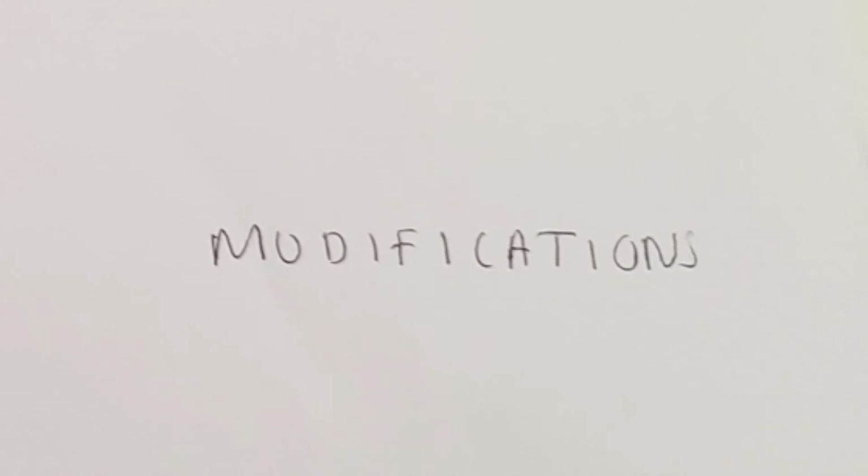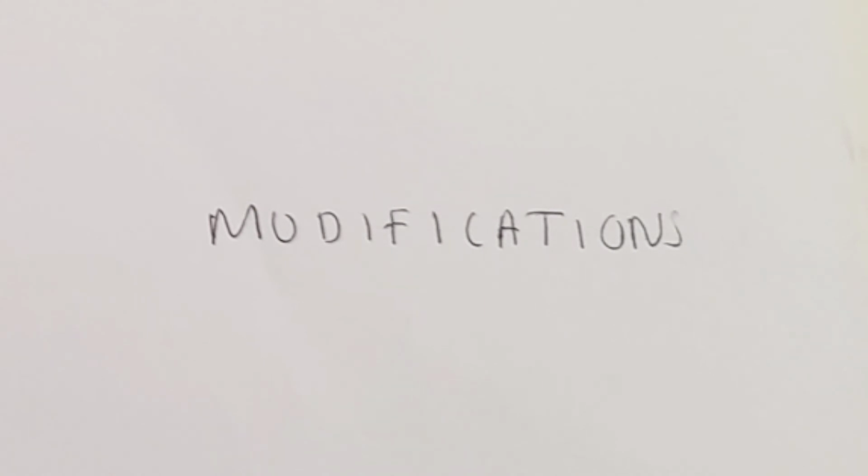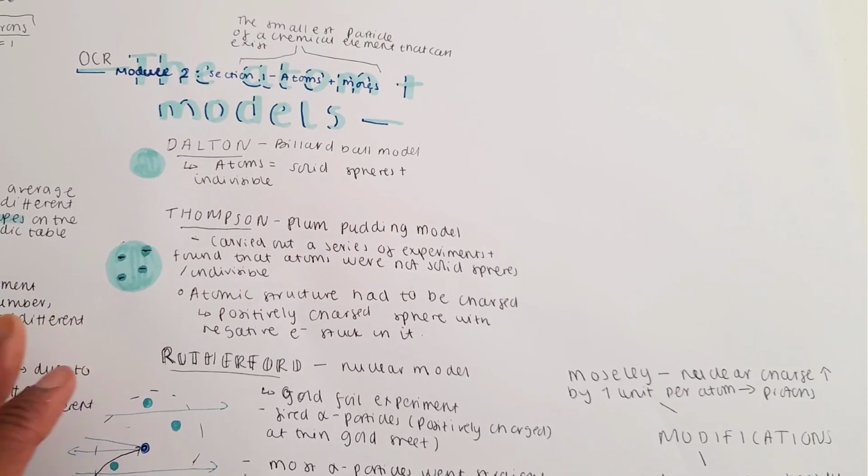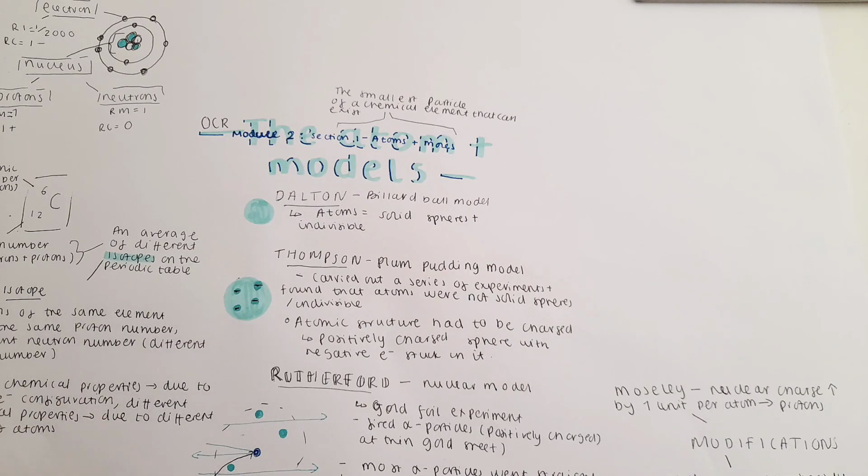Moseley found that the nuclear charge increased by 1 unit per atom, and this led to the development of the idea that there were protons in the nucleus. But the nucleus was still too heavy, and this led to the eventual discovery of neutrons by Chadwick. This model was great, but there was a lot of things wrong about it. For example, if electrons were actually in a cloud, this will mean that the atom will collapse eventually.